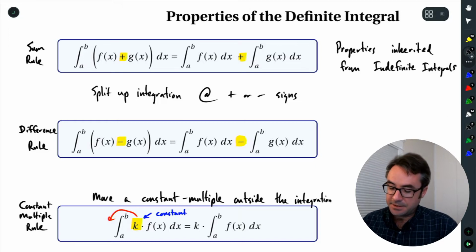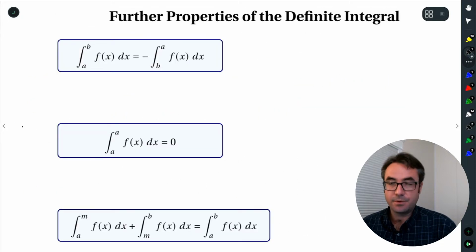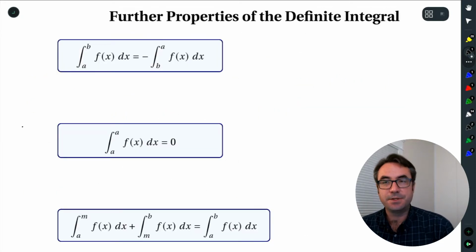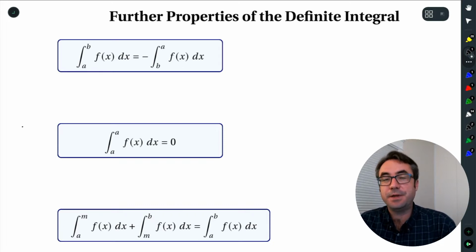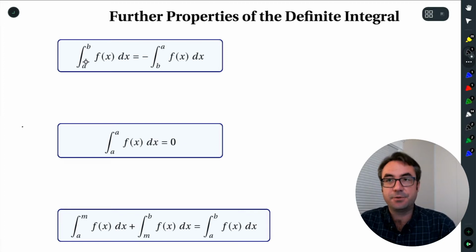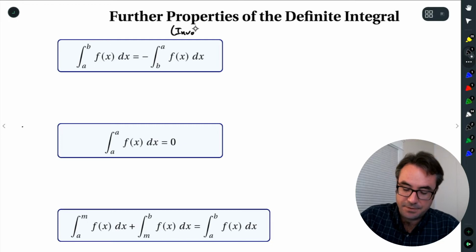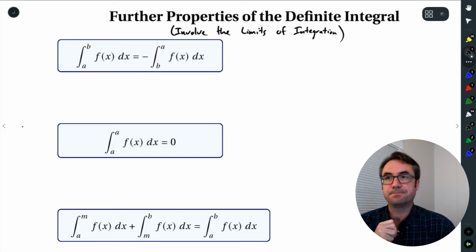Well, the next set of properties we're going to look at involve those limits of integration. So these ones are kind of different. These ones aren't really applicable to indefinite integrals because they have to do with these limits of integration. They have to do specifically with the definite integral. All three of these involve the limits of integration. So that's a key distinction between the ones we've already seen, which just involve the function.